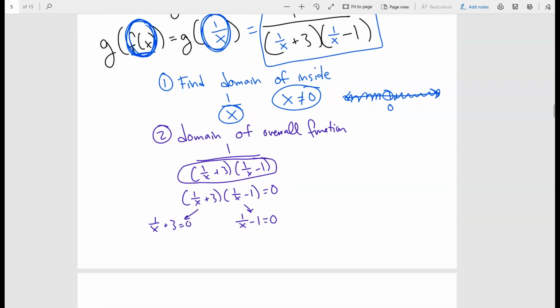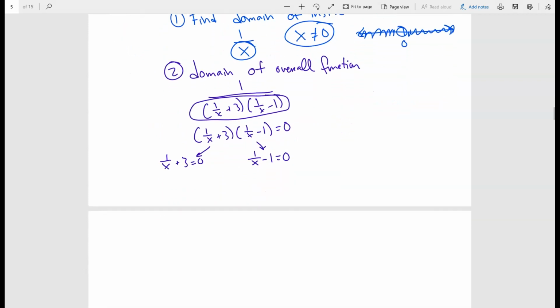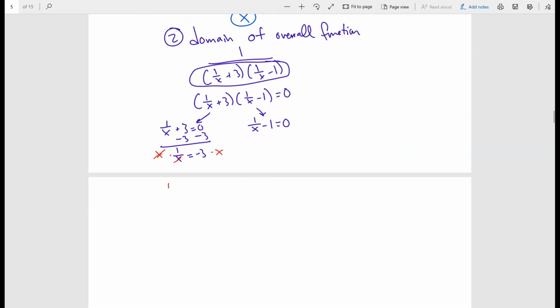Okay, and now what we got to do is solve for this guy. So I'm going to subtract the 3 over. 1 over x equals negative 3. I can multiply the x to the other side. So I get the x's cancel out. 1 equals negative 3x. And then I just divide by the negative 3. So x equals negative 1/3. So this is one value that this cannot be, negative 1/3.